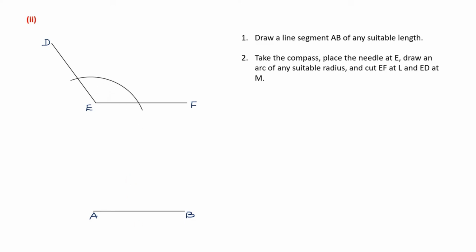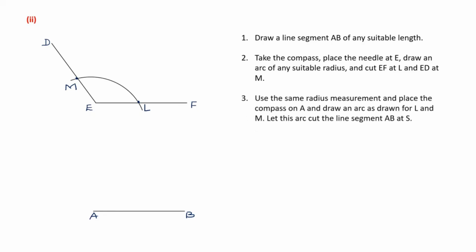So there is an arc there. The arc has cut EF at a point. Now we'll call it L. This point is L and it has cut ED at a point. We'll name it M. So draw the arc. See that the arc cuts both these arms.